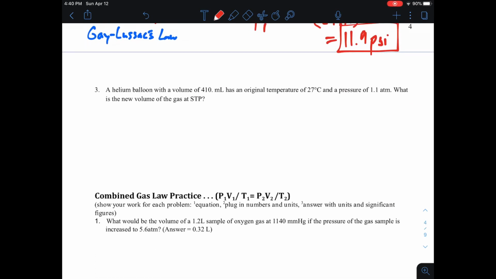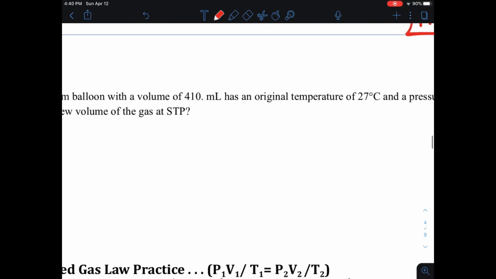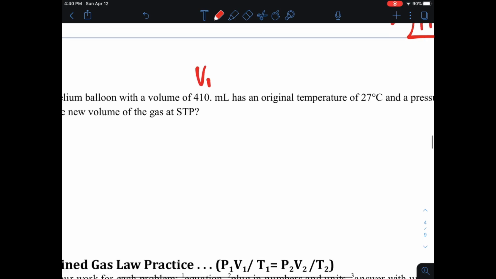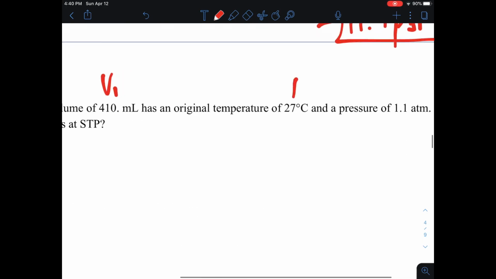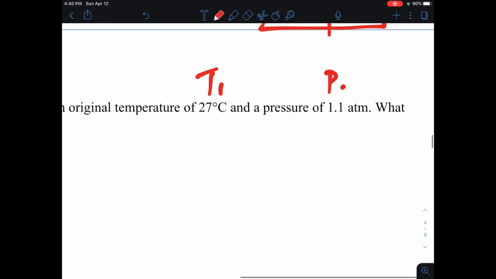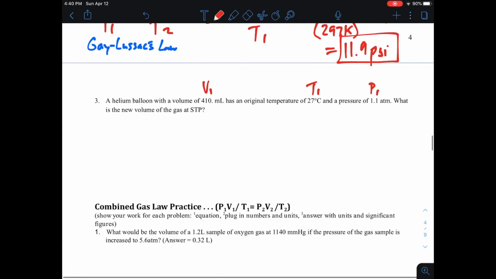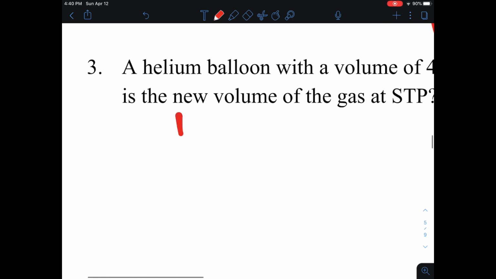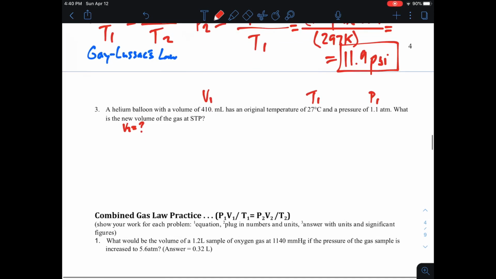Okay, final one I want to do with you guys here, and then I'm going to give you guys some practice. It says a helium balloon with a volume. Let's just kind of work along here. We got an initial volume, has an original temperature of, let's label that T1, and pressure P1. What is the new volume, as in we don't know what V2 is, at STP?